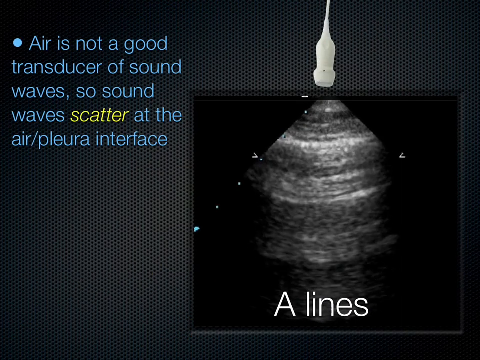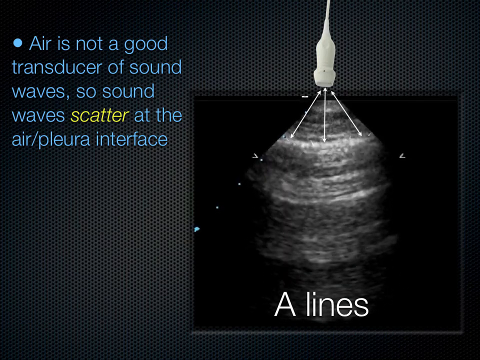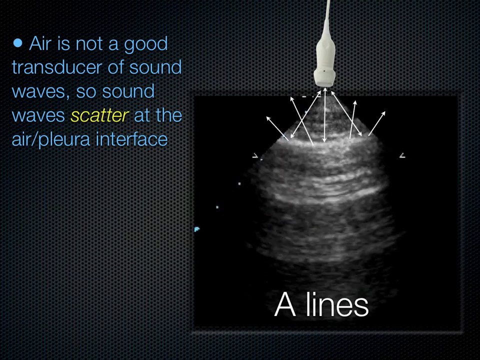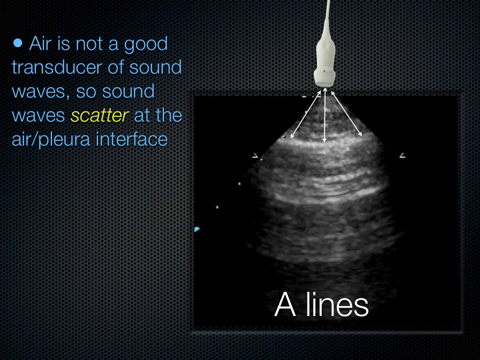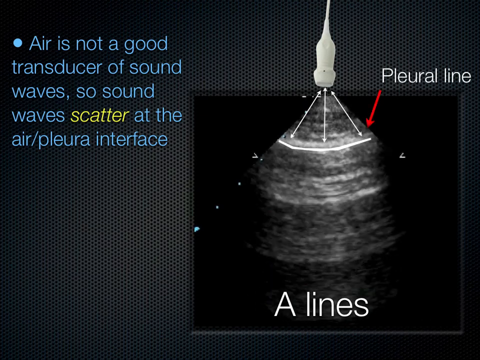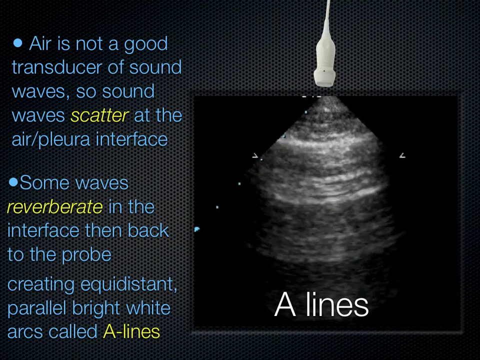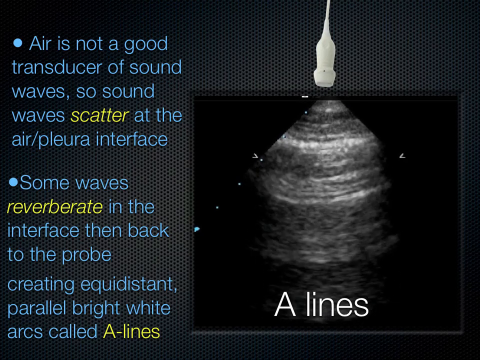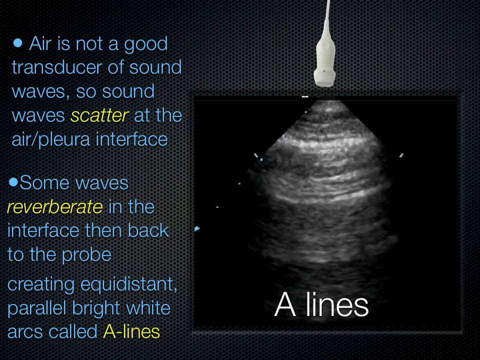Here's another representation of that concept. Air is not a good transducer of sound, so sound waves will hit this pleural line and scatter when there's air on the other side of the pleural line. What happens, here's the pleural line again, some of these scattered waves reverberate back to the interface and then are reflected as a repetition of that pleural line deeper.